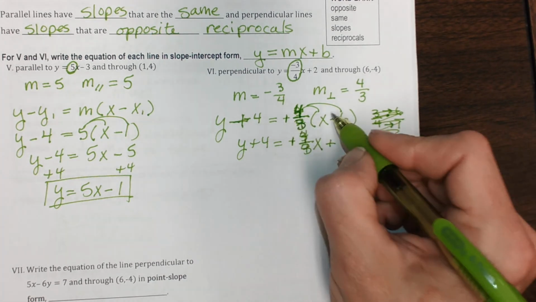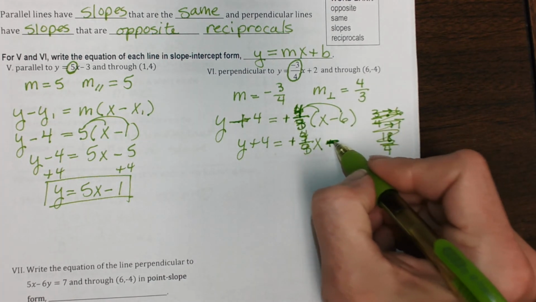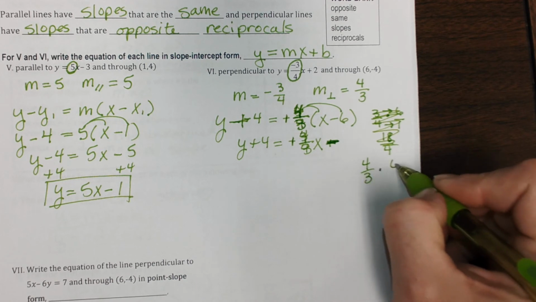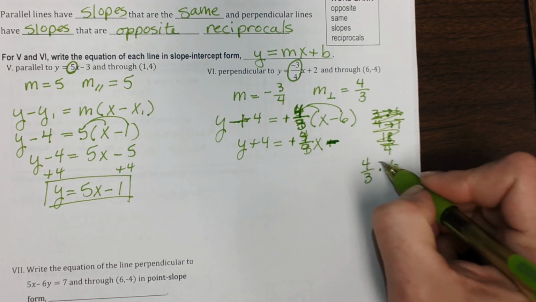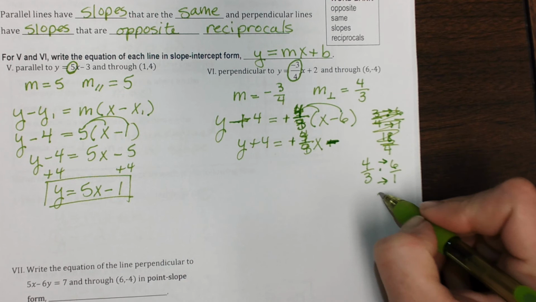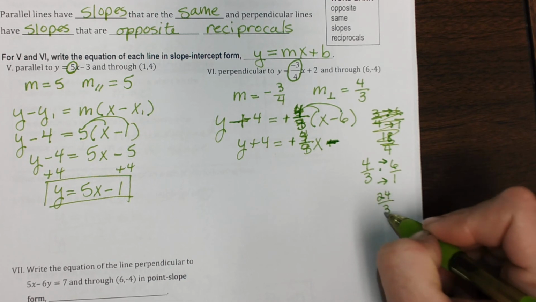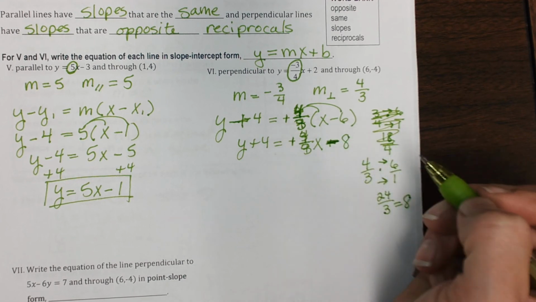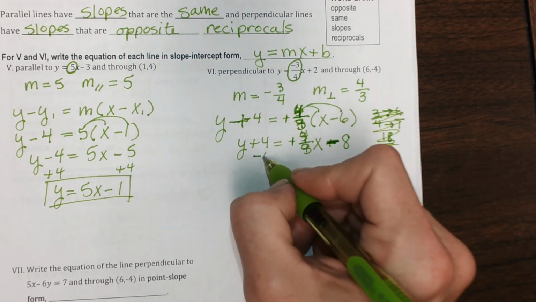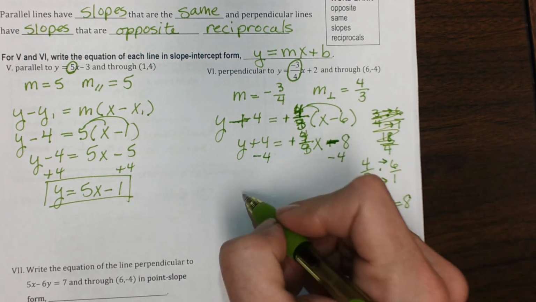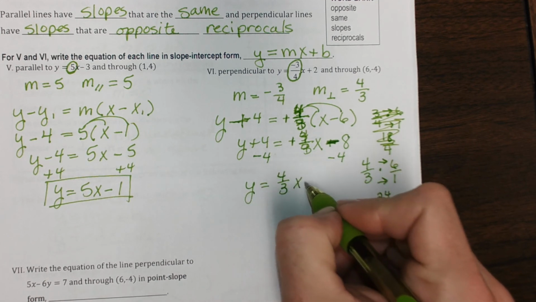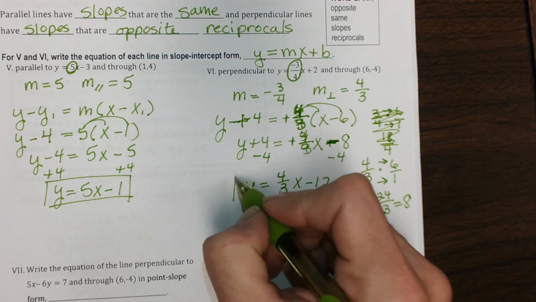So a positive times a negative is going to be a negative. So 4/3 times 6 over 1. Now that works. Multiply straight across. 24 over 3, which is 8. So it's going to be minus 8. Now we're going to move our 4 over. Sorry about this messy mistake. So 4/3 x minus 12.